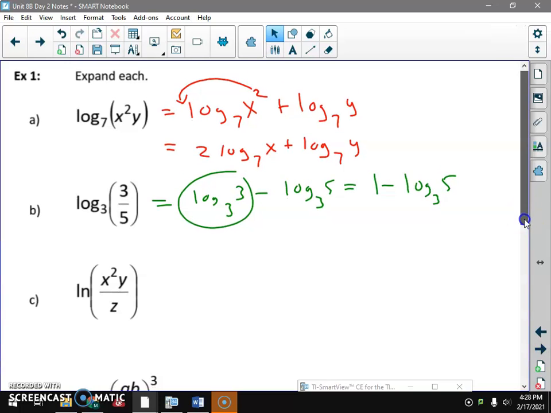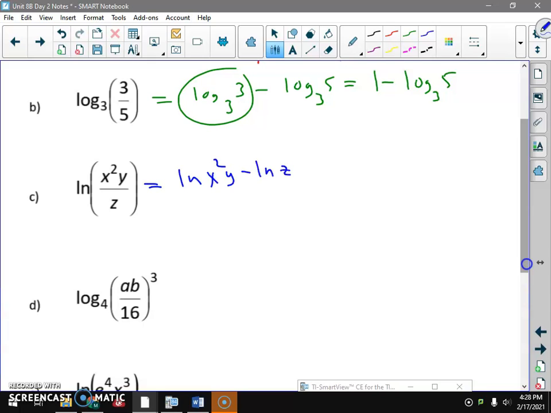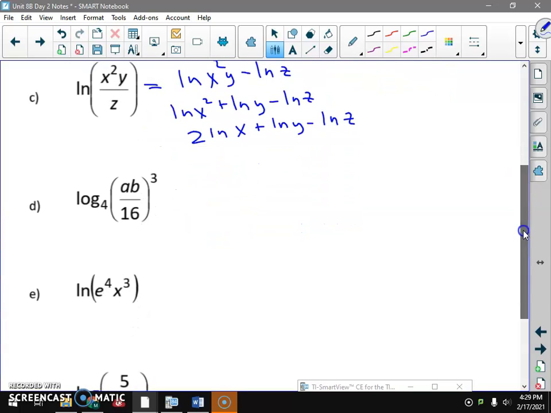Next one, we got a couple properties actually. I think this applies all three. We're first going to say ln of x squared y minus ln of z. Then we're going to say ln of x squared plus ln of y minus ln of z. And then we're going to shoot the 2 out in front. Best answer, 2 ln of x plus ln of y minus ln of z. Keep going. Switching colors each time, see if that helps. The 3 goes out front, so 3 in front of the whole thing.